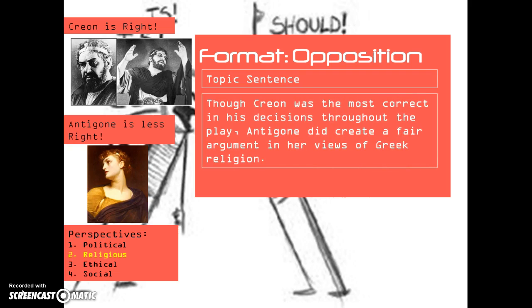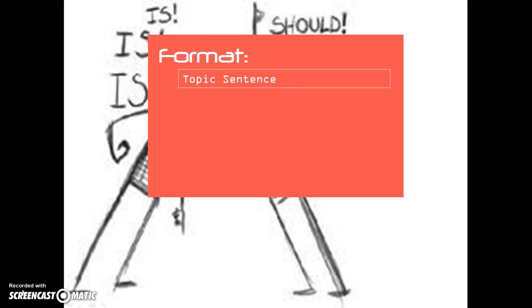So, for my topic sentence, I might write, "Though Creon was the most correct in his decisions throughout the play, Antigone did create a fair argument in her views of Greek religion." So I'm clearly establishing that Creon is the one I'm supporting. But I also establish that I'm going to give Antigone a little slack and explain how she was kind of right also. And that will occur in my opposition paragraph, because my opposition is going to say that Antigone was completely right. And therefore, I'm going to prove why they are wrong by saying she was right, but not as right as Creon. Now that I have my topic sentence written, I'm going to move on to my evidence.